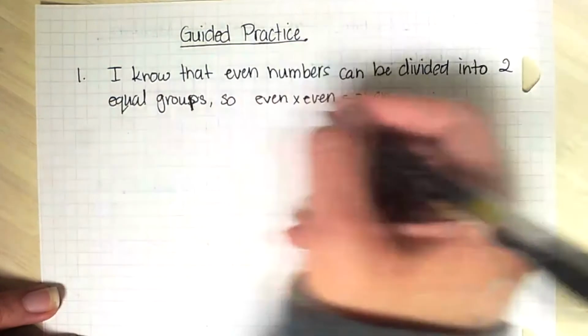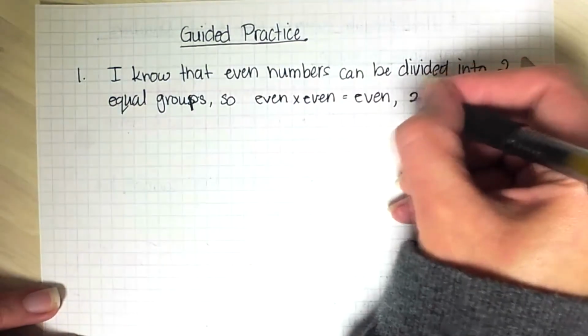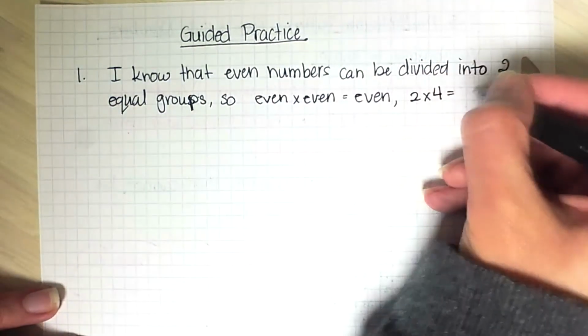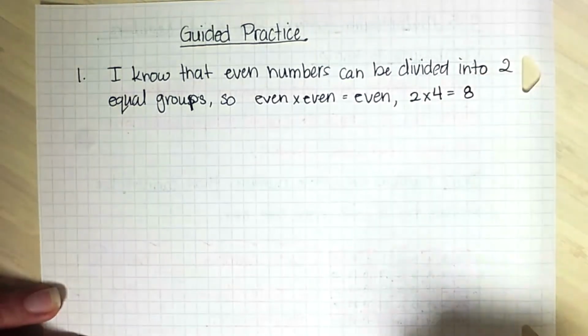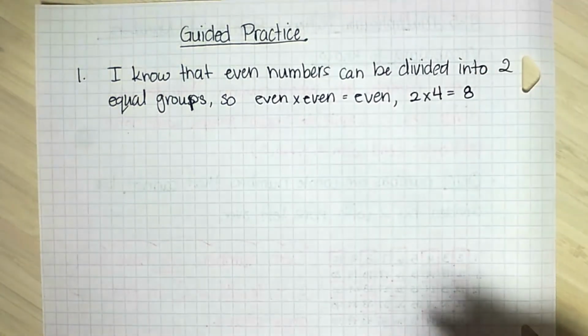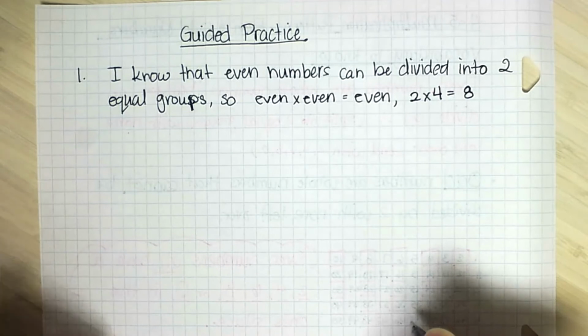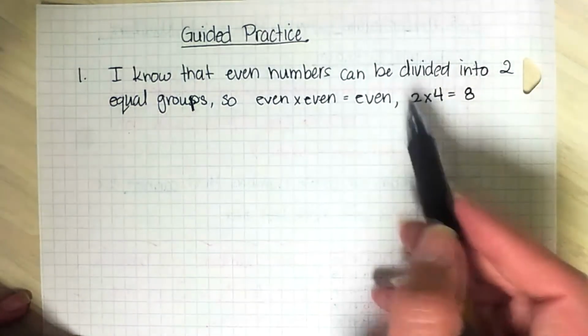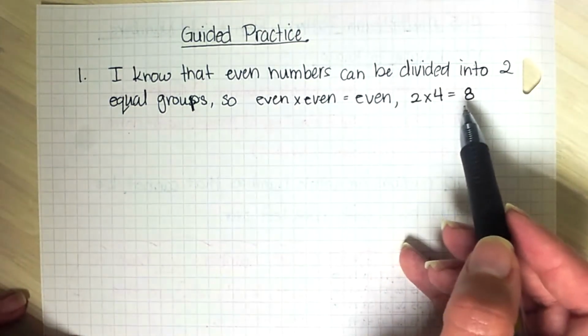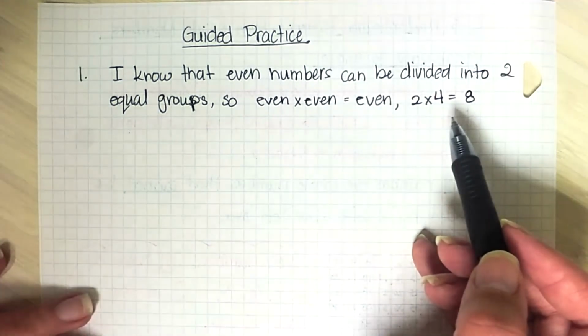So 2 times 4 is equal to 8. So since they're both numbers that can be split into 2 equal groups, I know that my product is also going to be able to be split into 2 equal groups.